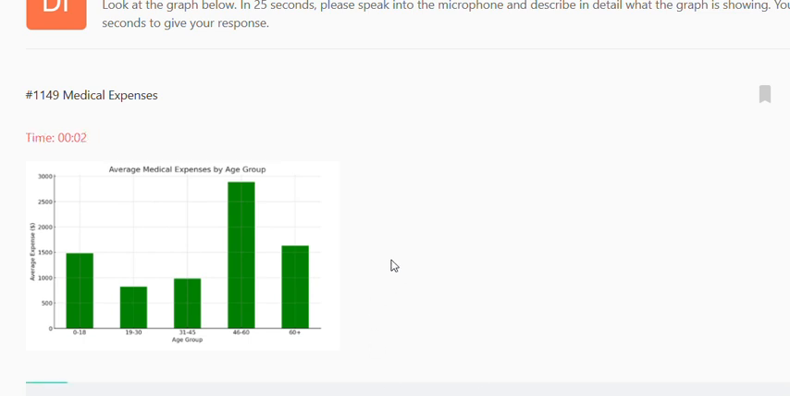The bar chart in front of me represents average medical expenses by age group like 0 to 18, 19 to 30 and 60 plus. From the image I can see that the 46 to 60 age group is having the highest expenditure which is nearly $3,000, whereas the lowest expenditure is for the age group 19 to 30 which is nearly $650. Overall the image gives me a lot of information.